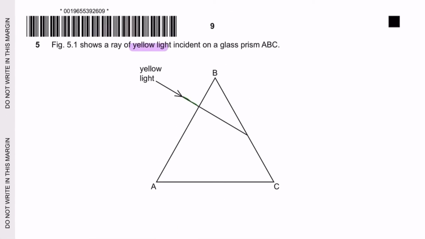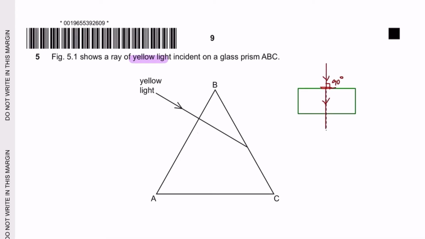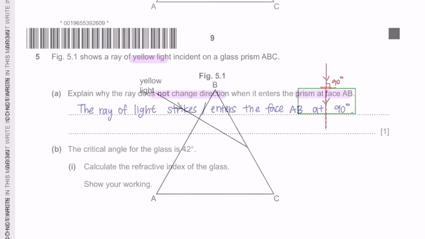So when the light enters, it doesn't bend this way or even get reflected. Instead, it travels all the way in a straight line. The reason is because when a ray of light strikes the boundary at a 90-degree angle, it will continue to travel in a straight line without changing any direction.